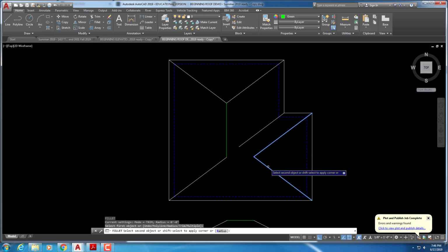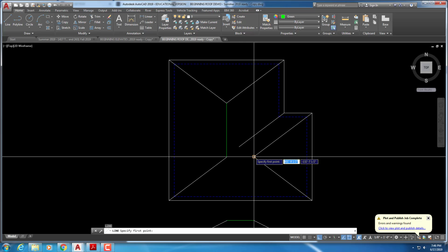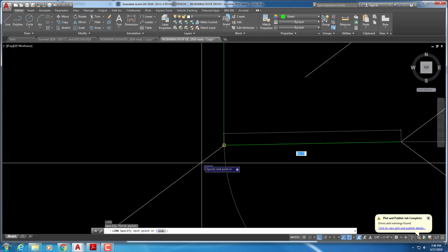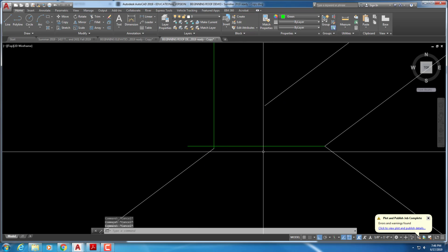Alright, so let's connect the dots. Alright, this is one of those cases where it's very close to meeting, but it doesn't technically meet.